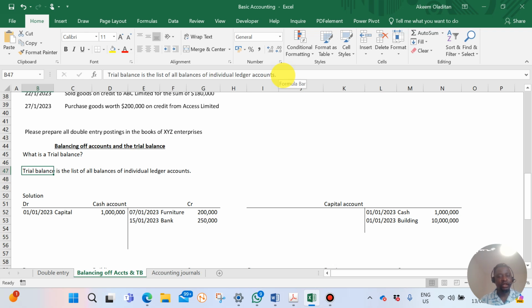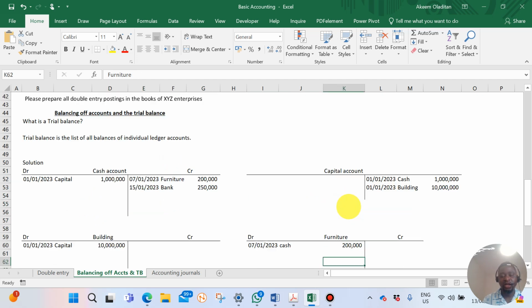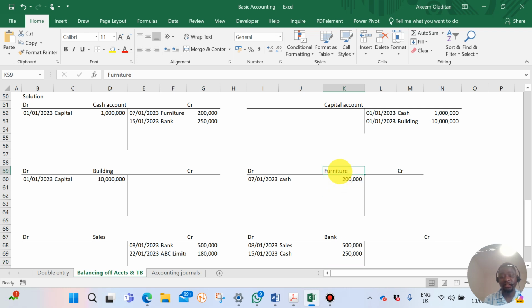These balances are required for us to be able to prepare our statement of financial position or statement of profit or loss. So for us to prepare a trial balance, we need the respective balances of each ledger account. That's what I said: a list of all balances of individual ledger accounts. This is a ledger account. I took this from the last example we did, so don't worry if you are not familiar with the figures. This individual account is a ledger account.